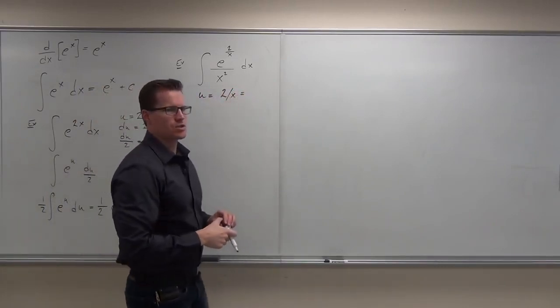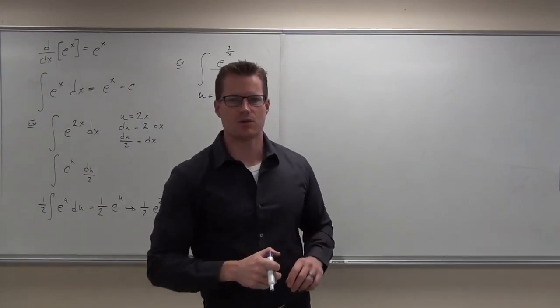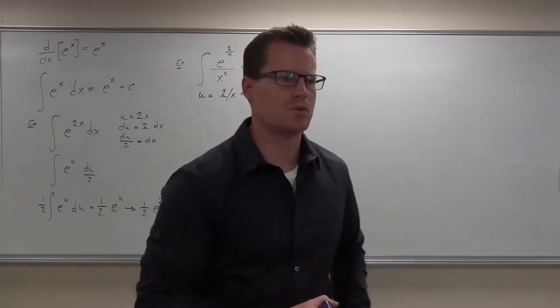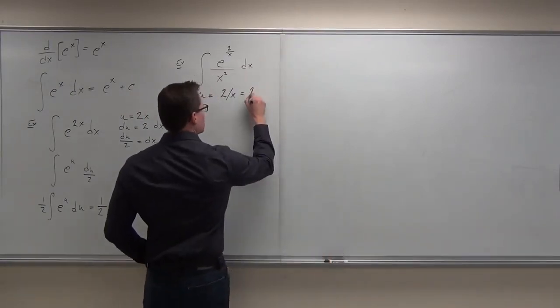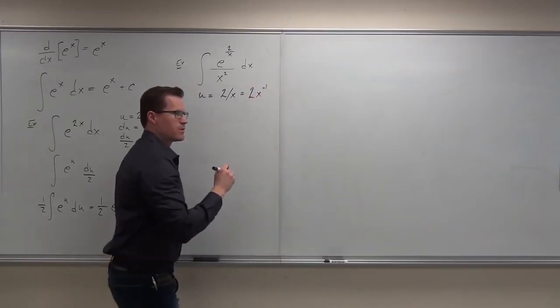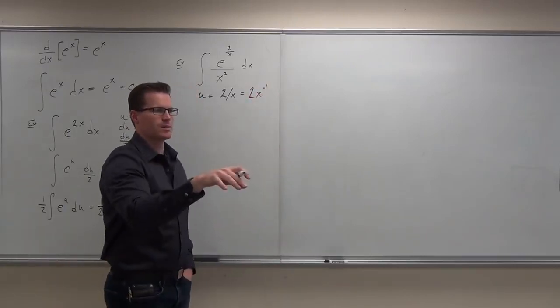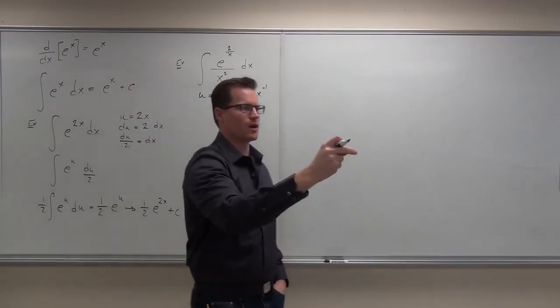Now, I don't like seeing the 2 over the x, so let's change that. Instead of 2 over x, we can write that as 2x to the negative 1. Good. We okay with that one so far? Our next step, substitution. The next step is to do what?